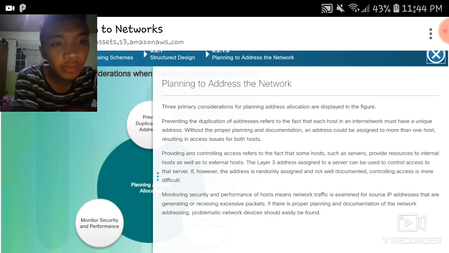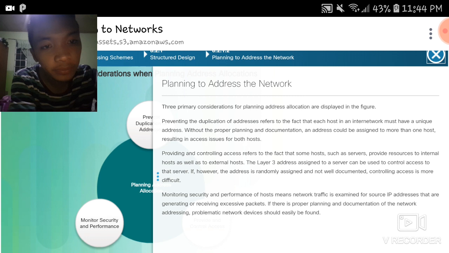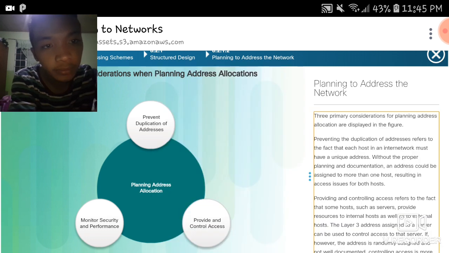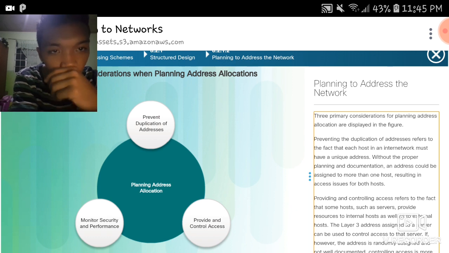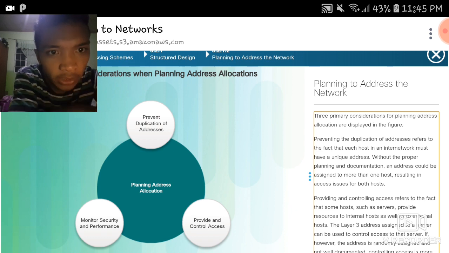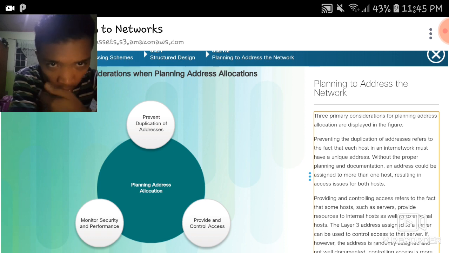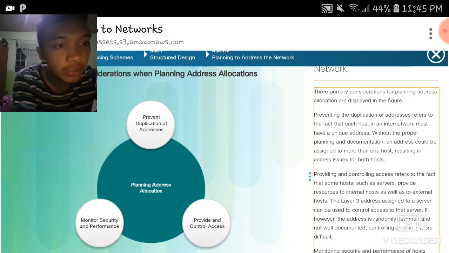Three primary considerations for planning address allocation are displayed in the figure. Let's go to the figure. So these are the three planning considerations. They prevent duplication of addresses, monitor security and performance, and provide and control access. Providing and controlling access refers to the fact that some hosts, such as servers, provide resources to internal hosts.